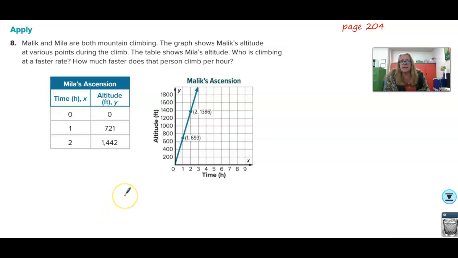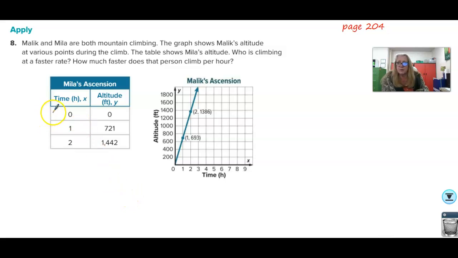Okay, so I think this is my last example. Malik and Mila are both mountain climbing. The graph shows Malik's altitude at various points during the climb. The table shows Mila's altitude. Who is climbing at a faster rate? How much faster does that person climb per hour?